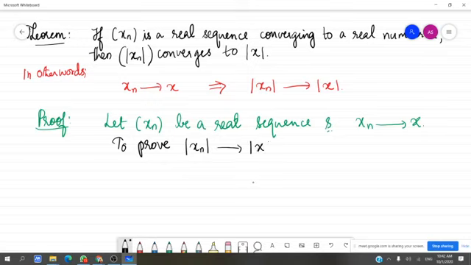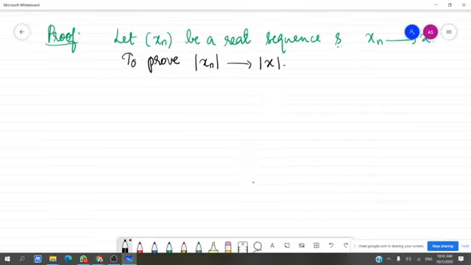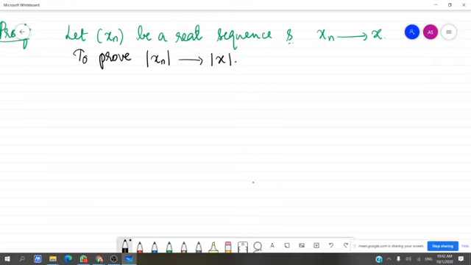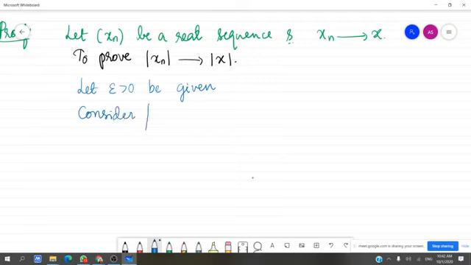To prove a convergence, as usual, we take an epsilon greater than 0 and consider modulus of Sn minus L. Then we try to make it less than epsilon after a particular stage m. So let epsilon greater than 0 be given. Consider modulus of mod xn minus mod x.